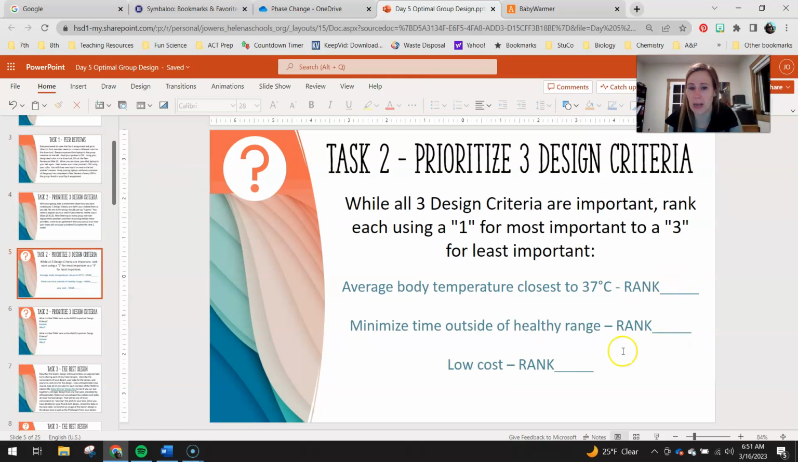and use your draw tool to rank them here. Remember, criteria 1 was keeping the average body temperature closest to 37 degrees Celsius. Criteria 2 was minimize the time outside of the healthy range. So again, that 36.5 to 37.5 degree range, and then criteria 3 was keeping your costs low. So rank those 1, 2, and 3, 1 being your most important.